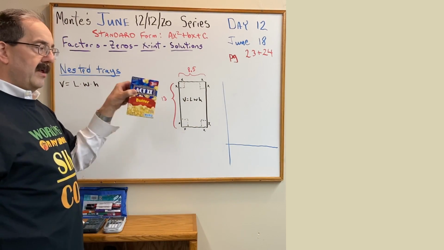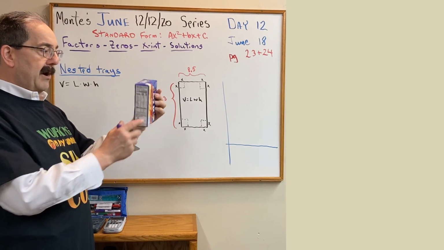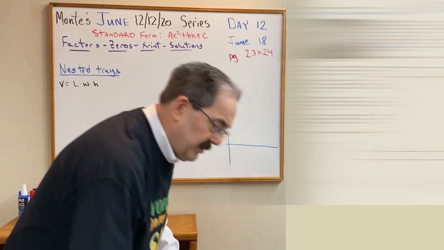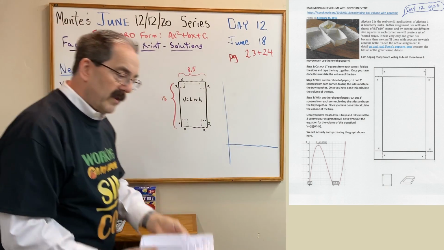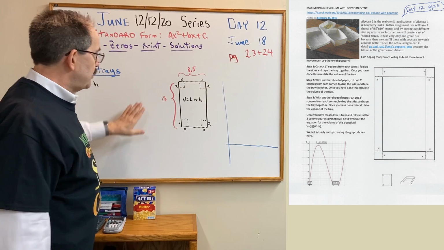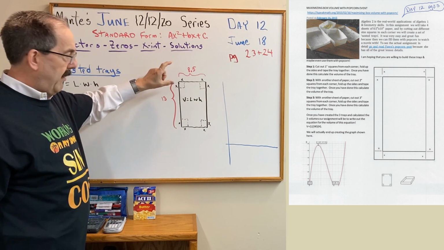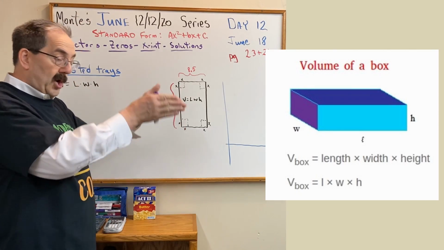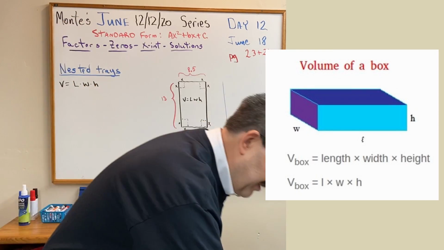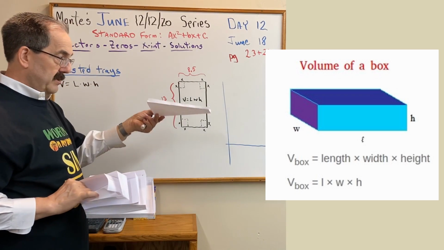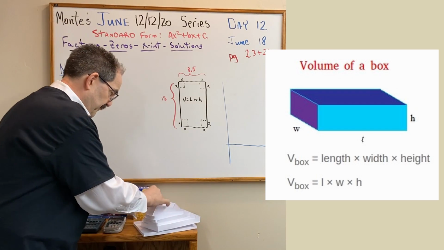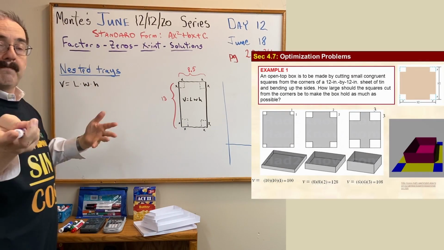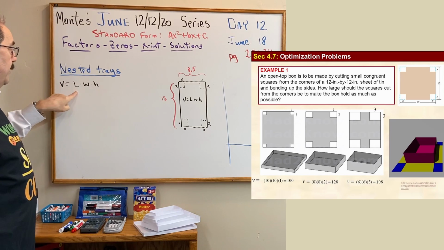We're talking about volume. We're talking about popcorn. We're talking about these trays. So the idea was, on activity day, you take a sheet of paper and cut out the corners. The more you cut out, the taller the box. On your sheet of paper, write down volume: length times width times height.